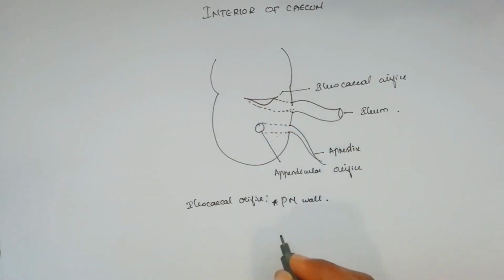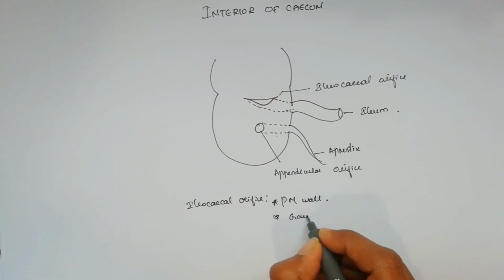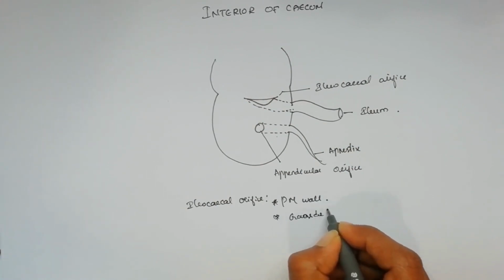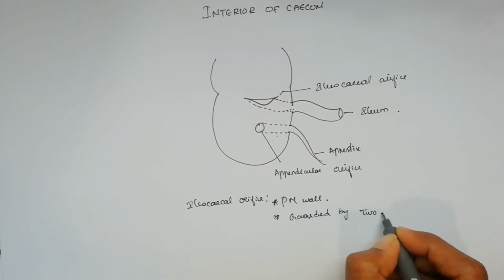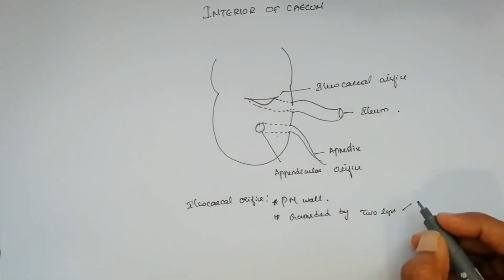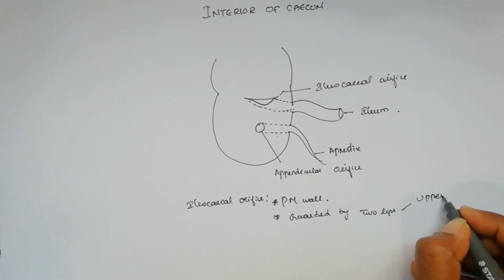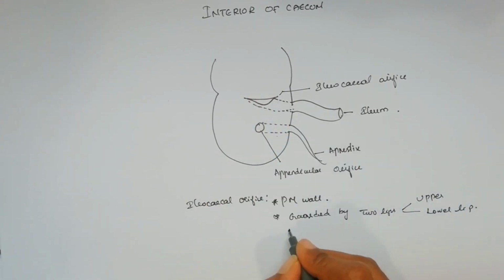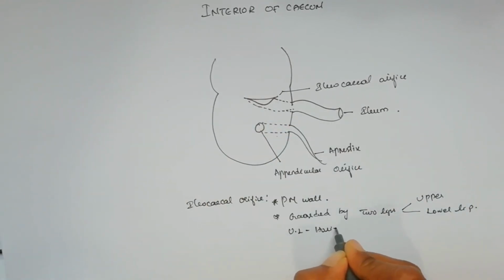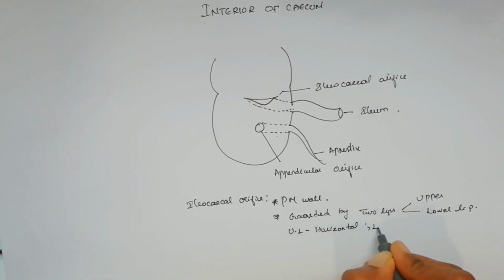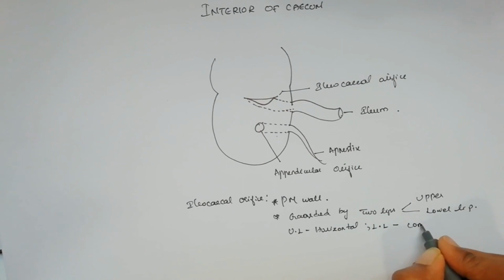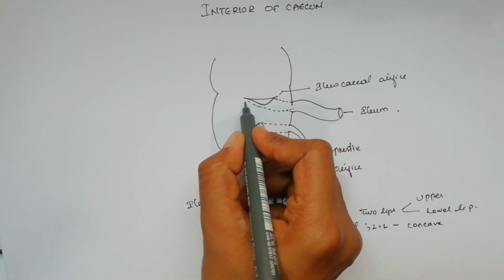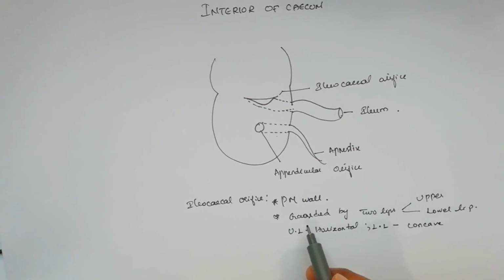orifice present, and this orifice is guarded by two lips. It is guarded by two lips, above we have got a lip called upper lip and lower lip. In this upper lip, if you are seeing, it is horizontal. So upper lip will be horizontal in shape, and if you are seeing lower lip, it is concave in shape. So it is guarded by two lips above and below. The upper one is horizontal, lower one is concave.